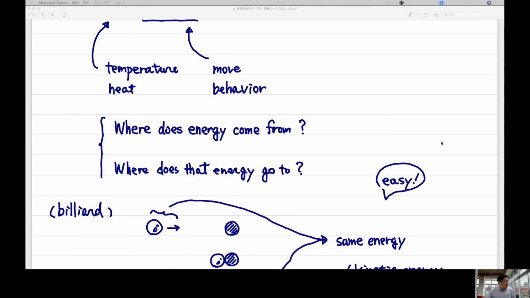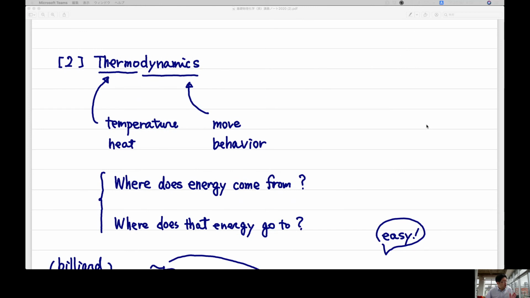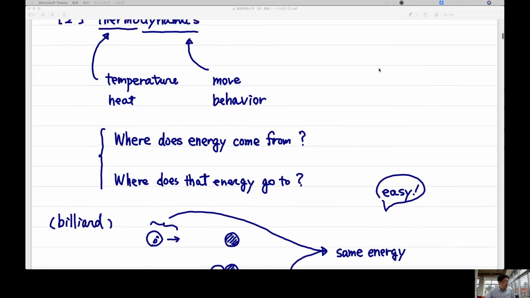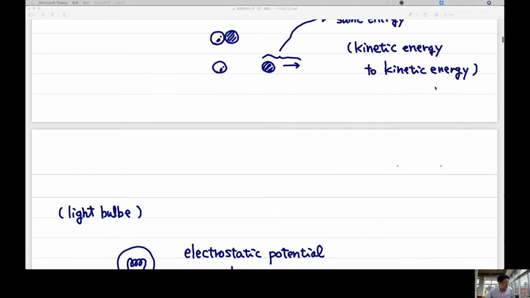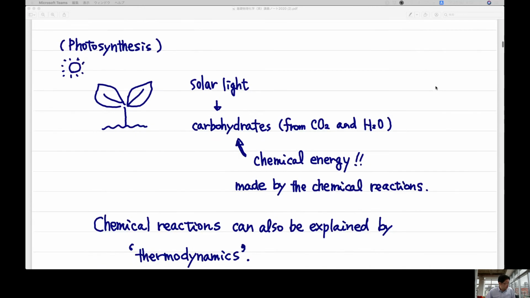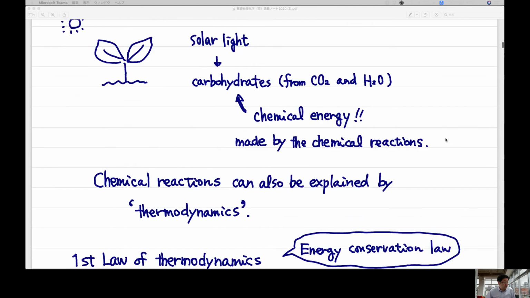And here you can see the important issue of thermodynamics: where does energy come from? Where does that energy go to? This is very important. And this idea actually comes from the important issue of energy conservation. Energy conservation law. Okay.